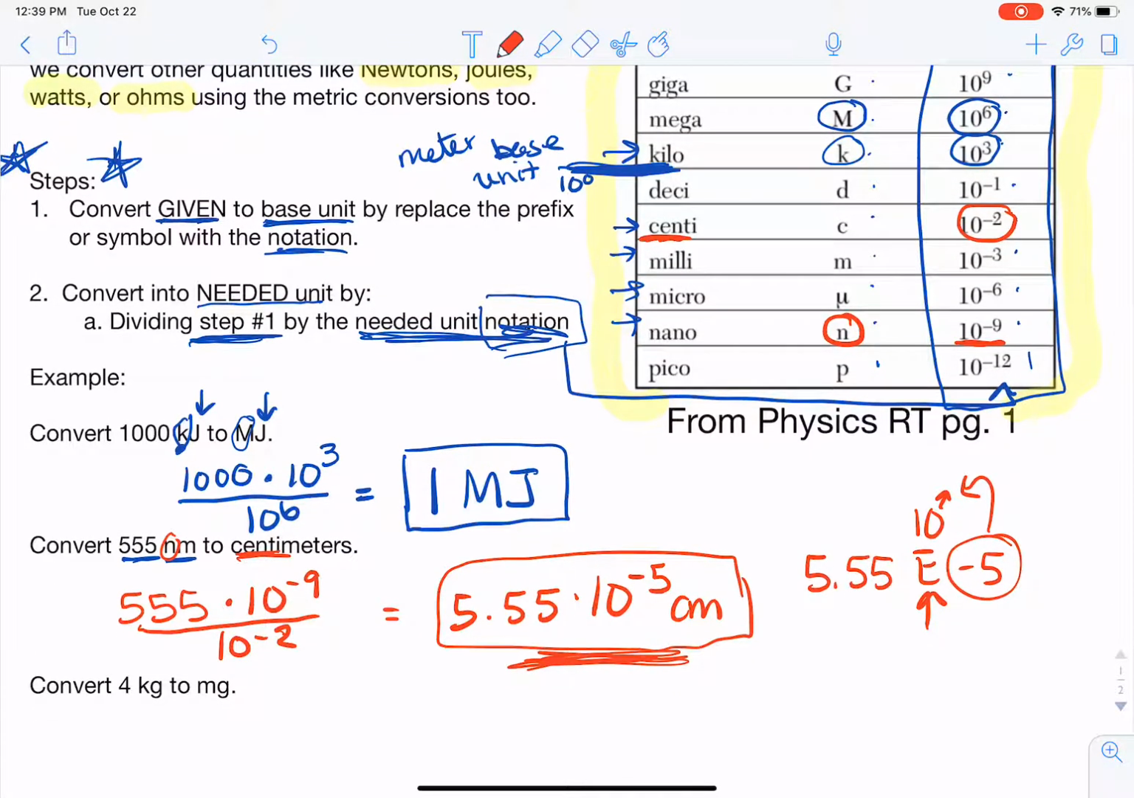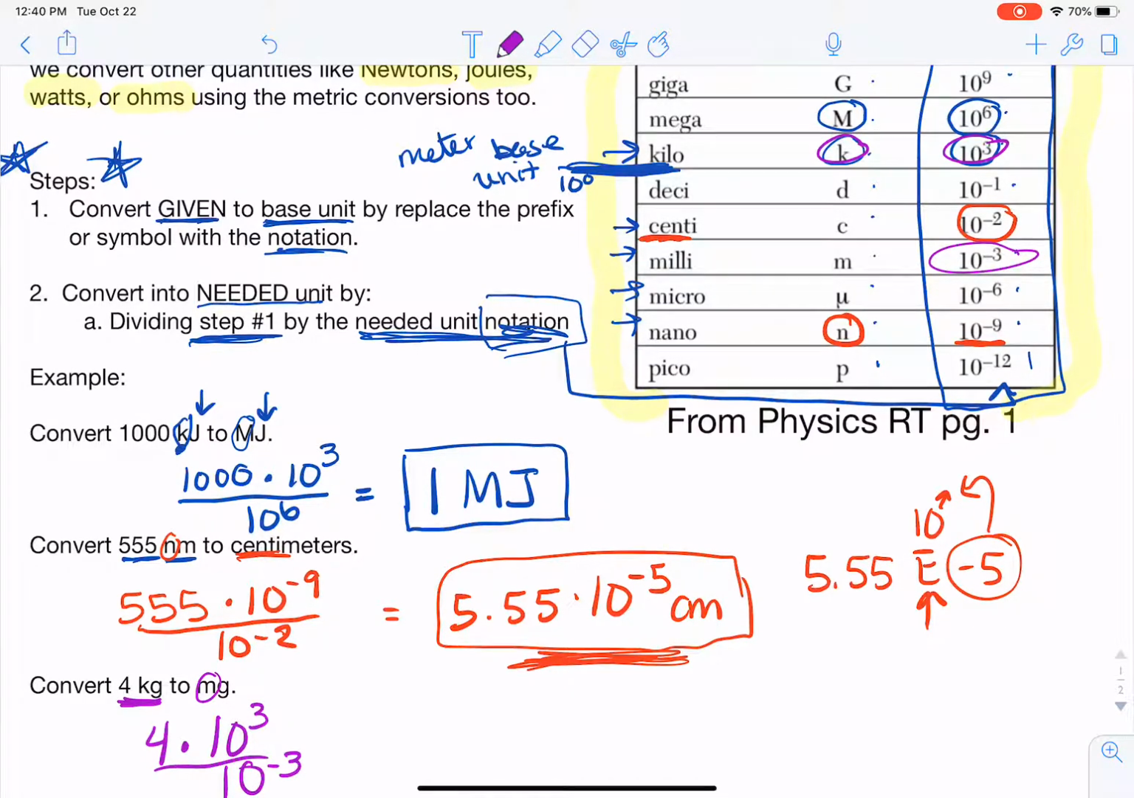All right, so now let's go from 4 kilograms to milligrams. I'm going to switch colors again. So let's use purple for this one. So 4 kilograms, so 4 times kilo. Kilo, again, we already know is 10 to the 3rd. And then we did the first step, and then we're going to divide that by milli. So we look at milli, which is 10 to the negative 3rd, so 4 times 10 to the 3rd, divided by 10 to the negative 3rd.